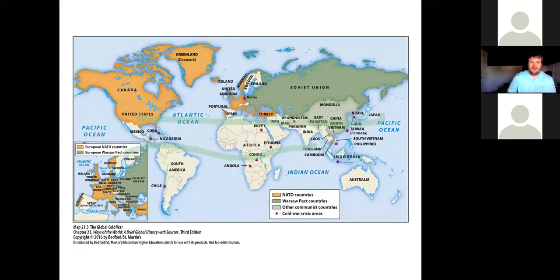When all is said and done, the countries that are over here in green are the ones that ended up aligning themselves with communism in some way, shape, or form. Everything from here over is all part of the Warsaw Pact. All of the ones in lighter green are part of just other communist countries. And then the countries that are in orange are NATO-based countries. Those are countries that are actually aligned with the United States.